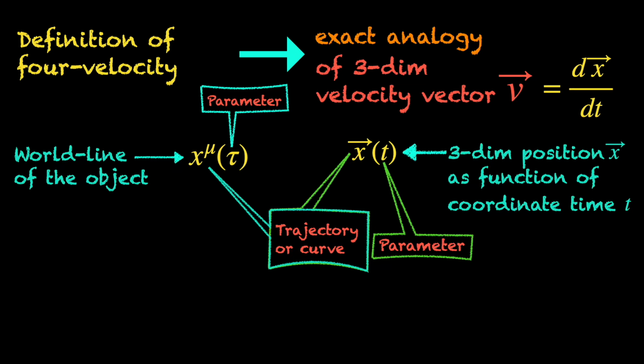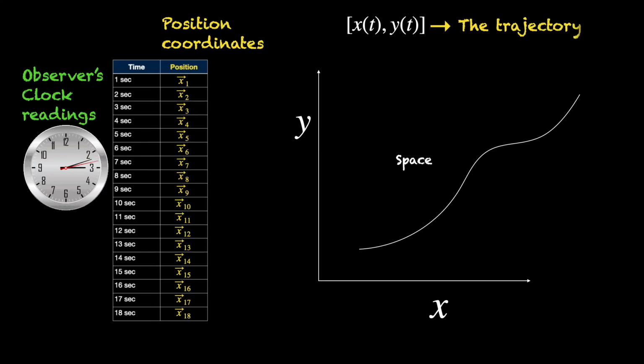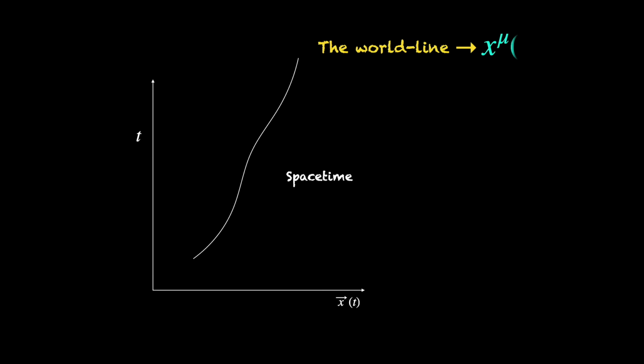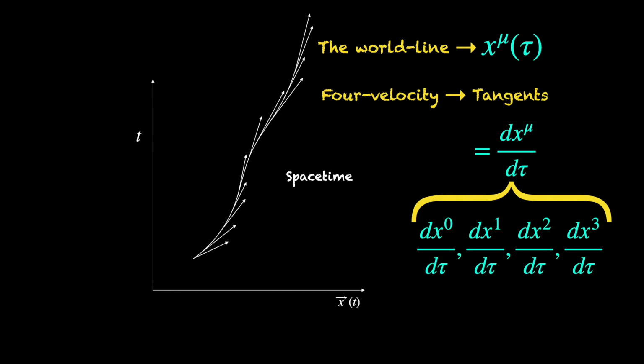Now dx/dt is basically taking the derivative of the vector function x with the parameter t. Physically, it means calculating the rate of change of the position vector of the object with change of time t at any given instant, all done according to the observer's clock reading or coordinate time. Geometrically, it represents the tangent vectors to the trajectory followed by that object through space at different coordinate time values. Exactly in the same manner, the four velocity represents the tangent to the world line of the object. We calculate it by taking the derivative of the four functions x mu with the corresponding parameter tau, the object's rest frame clock time or proper time.